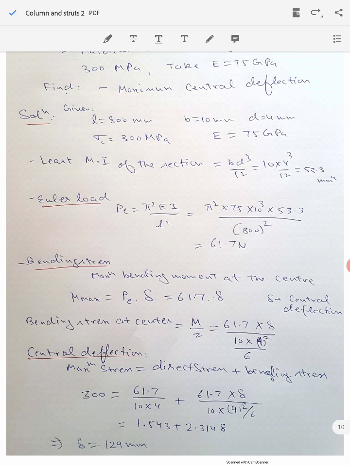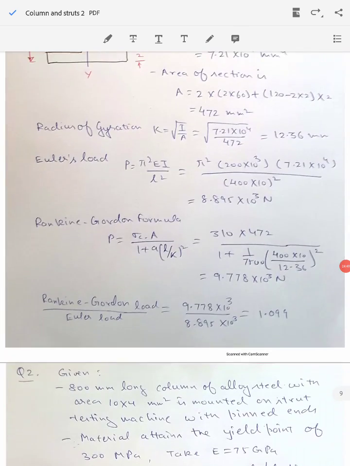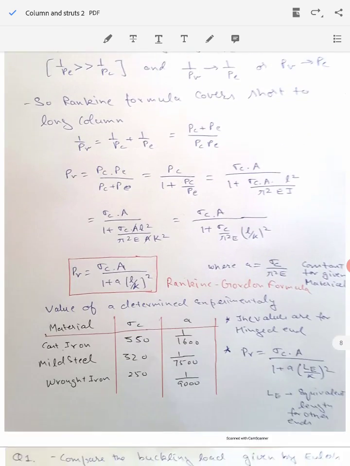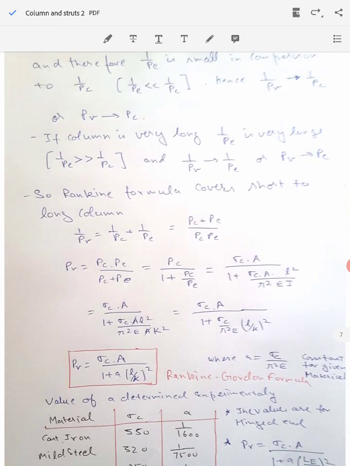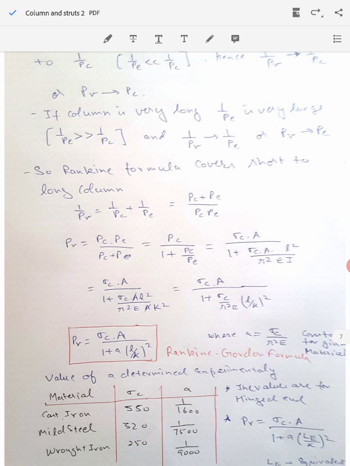So this brings us to the end of our chapter, columns and struts. Please do some numericals on this part also. And there are other empirical formulas which are given in books. You can see that there is the Johnson straight line formula, there is the parabolic formula, and there are different IS and other codes also available for the calculation of the crippling load.